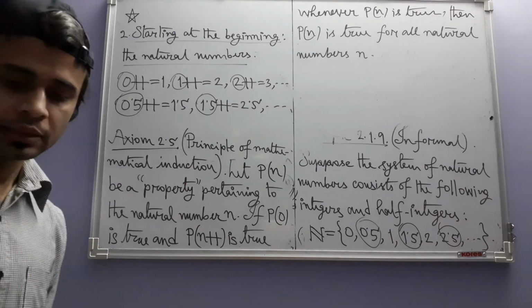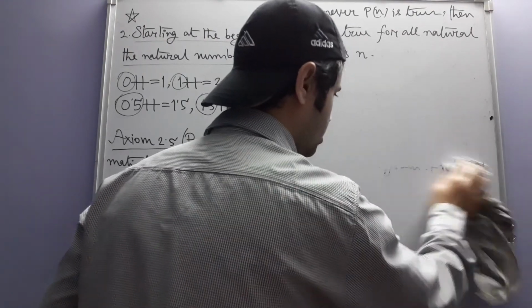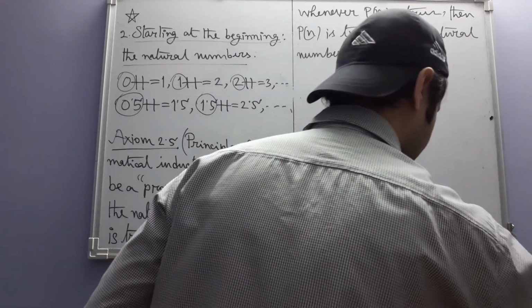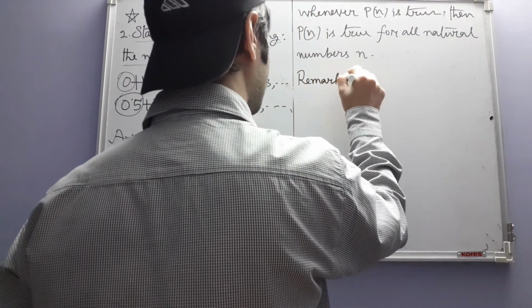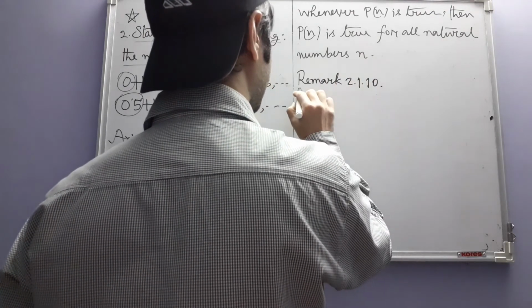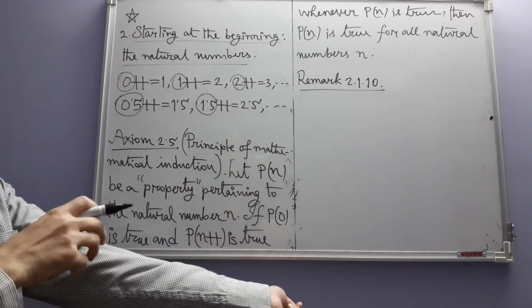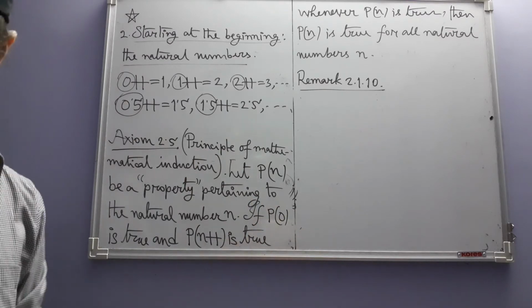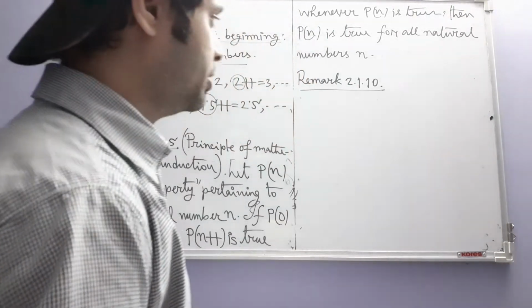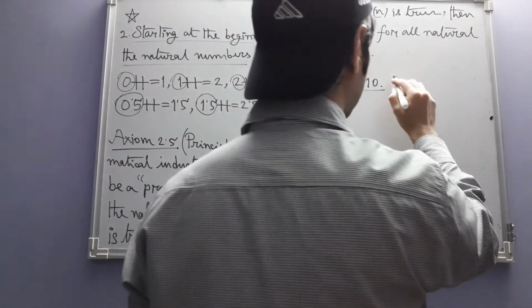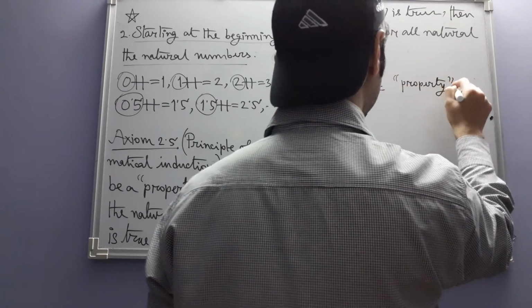Okay, so now there is a remark that can be made or that should be made on this axiom. That is the remark 2.1.10, because the 9th item was that problematic number system where we had half integers. So what this remark says, oh, this is about that thing, property. The use of this word here.